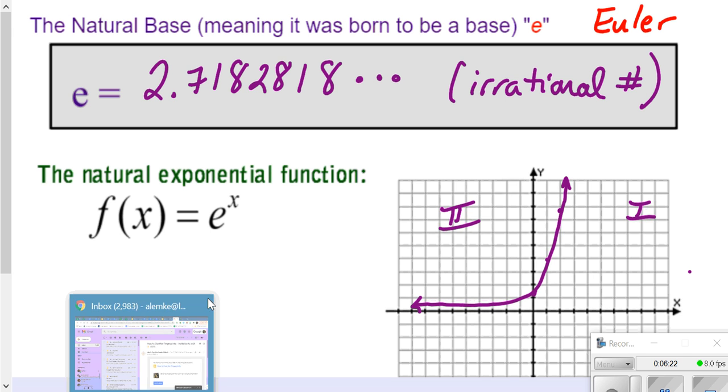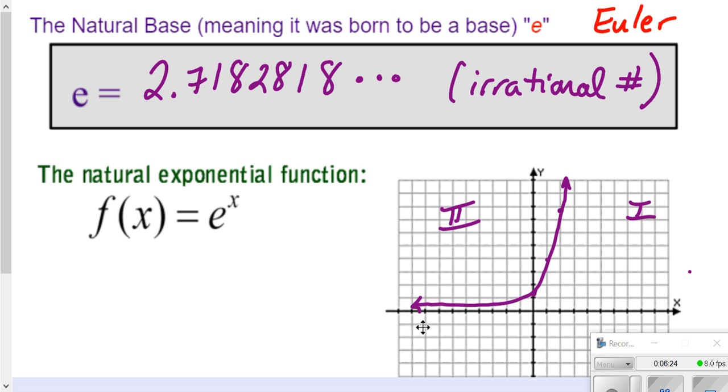So in order to graph this, first of all, I know that it is an exponential growth shape, and this is what exponential growth looks like. It kind of hugs a horizontal asymptote. In this case, the horizontal asymptote is the x-axis, and then it comes off of that and grows very, very quickly going to the right.